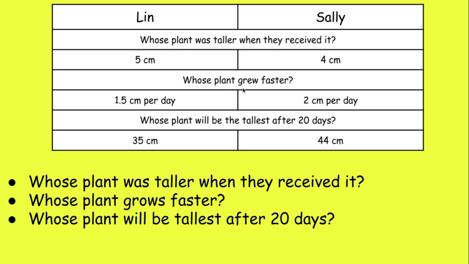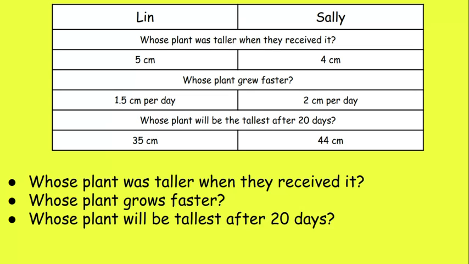Whose plant grew faster? Lynn's plant, we determined, grew at a rate of 1.5 centimeters per day. Sally's grew at 2 centimeters per day. So we can use that information to answer that question. And whose plant will be tallest after 20 days? We had already figured out how tall their plants would be after 20 days. We determined Lynn's would be 35 and Sally's would be 44.